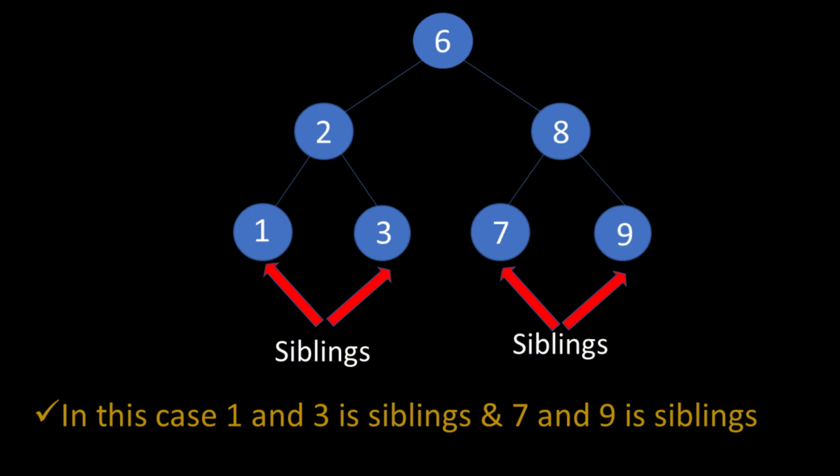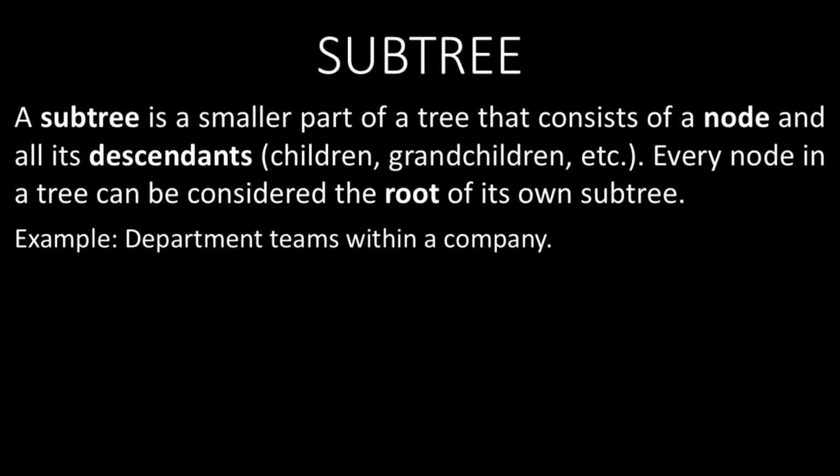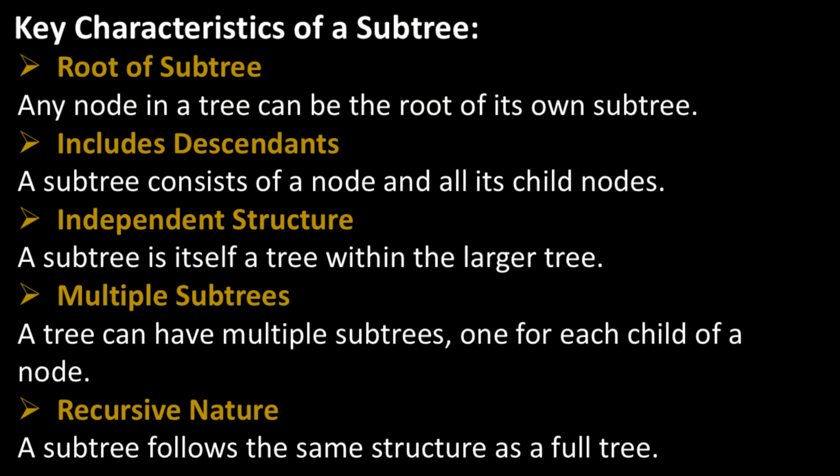Next one, subtree. A subtree is a smaller part of a tree that consists of a node and all its descendants. Every node in a tree can be considered the root of its own subtree. As an example, a department or team within a team. Here are some key characteristics of a subtree. First one, root of subtree. Any node in a tree can be the root of its own subtree. Second one, includes descendants. A subtree consists of a node and all its child nodes.